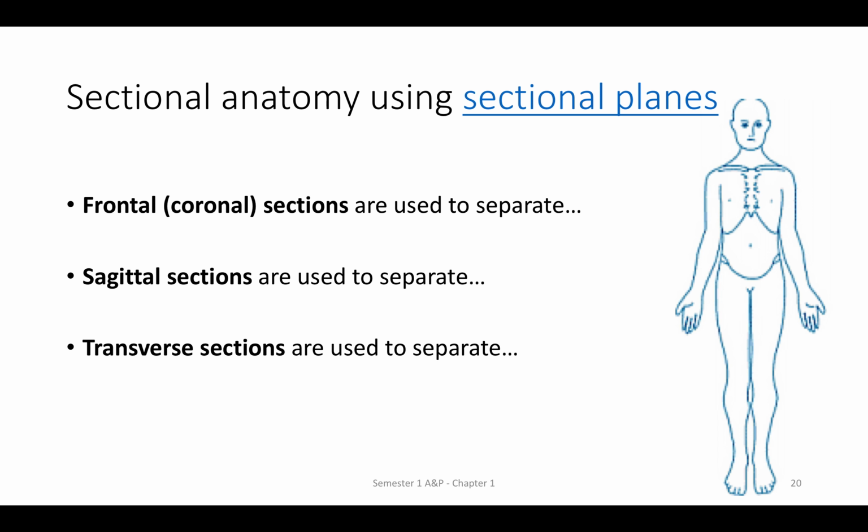Back into our anatomical terms, we have sectional anatomy, which is just ways that we can divide or cut the body. You have the frontal or coronal section, which separates the body into anterior and posterior halves, or into front and back. Sagittal is going to divide the body into right and left halves, and transverse divides the body into superior and inferior portions, or into your top and bottom.